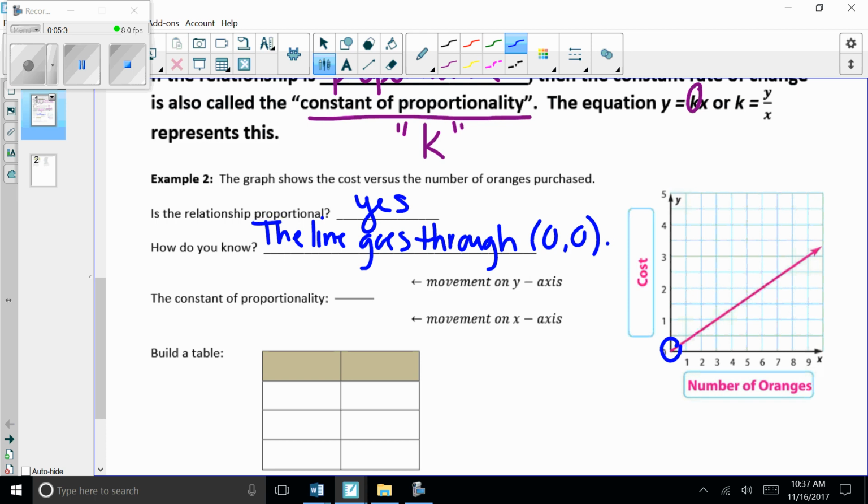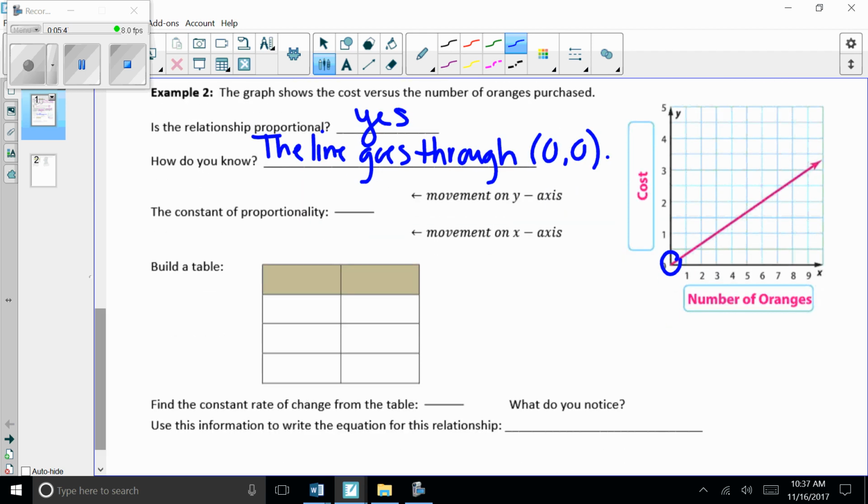Okay, and we're writing it as a point in parentheses for an ordered pair. Concept of proportionality. So we're going to first build a table by finding some points on this graph. We know that 0, 0 is going to be one of our points. Let's get our labels. Remember, this is your X, that's your Y. My X label is going to be number of oranges. My Y label is going to be the cost.